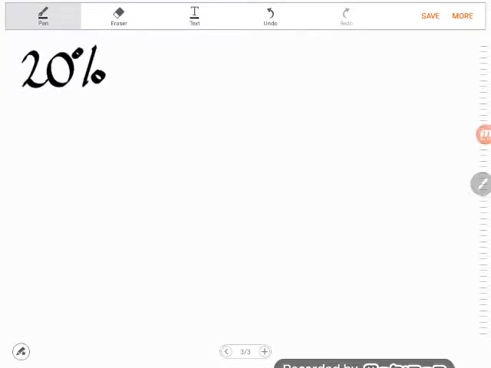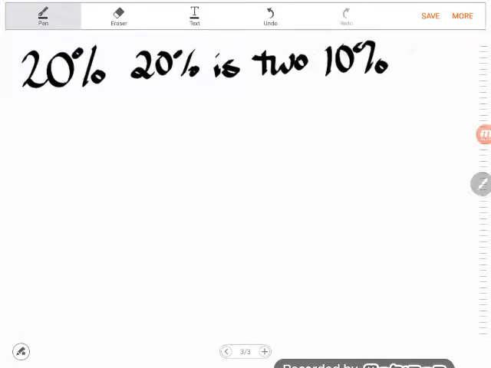And so it's super easy to figure out 20% using this little 10% trick we found. Would you agree with me that 20% is the same as 2 10%s? 10 and 10 would give me 20. So 20% is the same as 2 10%s. Okay, because of that, I can just find the 10% and double it.